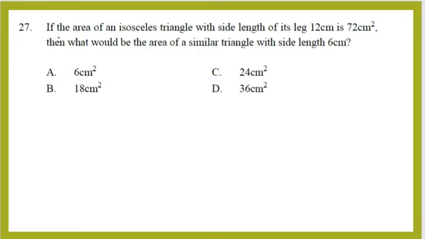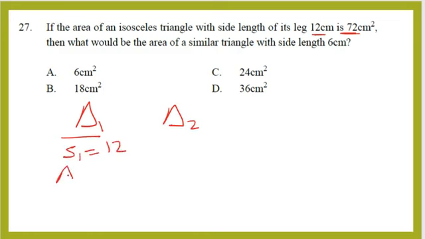Question 27. It says, if the area of an isosceles triangle with a leg of side length 12 is 72, then what would be the area of a similar triangle with side length 6? That means we are talking about two triangles, the first triangle and the second triangle. In the first triangle, one of the side lengths is given to us, S1, that is 12. And the area is also given to us. Area 1 is 72.